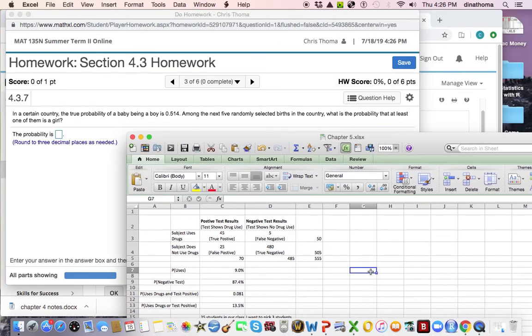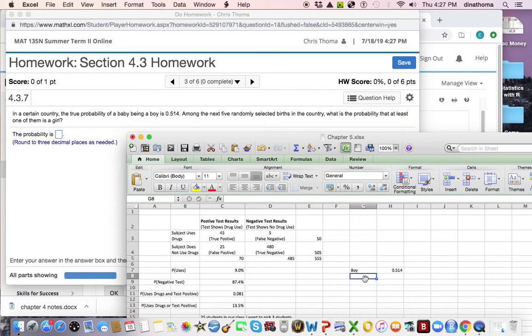right, we know boy is 0.514. Now to calculate this would be very time consuming, but the trick and why I picked this problem is the words at least. At least should jump out as a complement problem. So if I wanted to find the complement of this, which is the opposite, remember the probability of an event plus the probability of its complement equal 1. So the complement of at least one of them being a girl is that I have all boys, right?